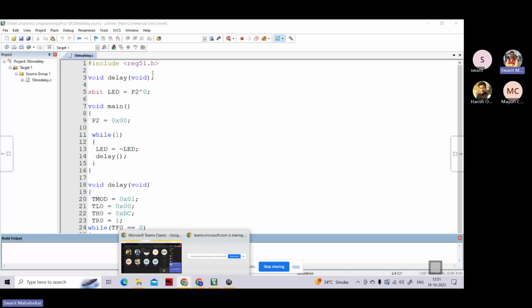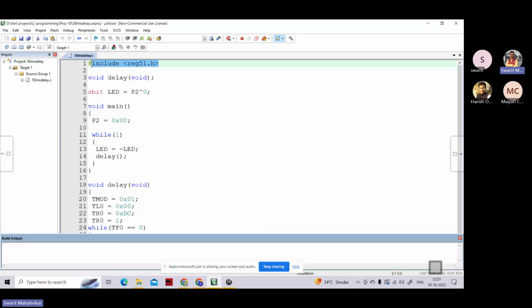So this is my header file, include reg51.h. It is equivalent to conio.h, which you used to write in a normal C program, but this is embedded C. It contains all the things present in the 8051 controller: port 0, port 1, port 3, and all the pin numbers. Then I'll create a void delay function, because as I mentioned, we don't have the privilege to use the predefined function in this controller.